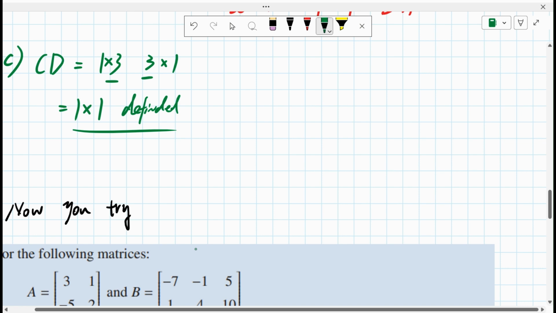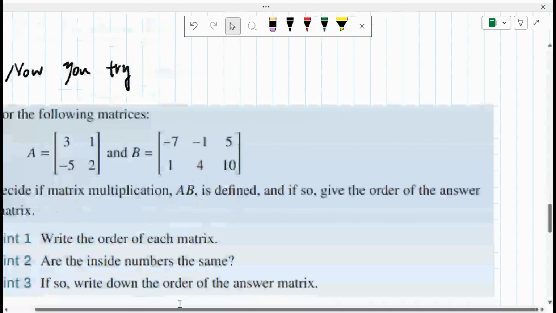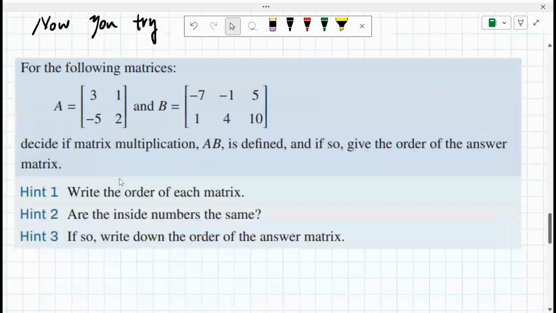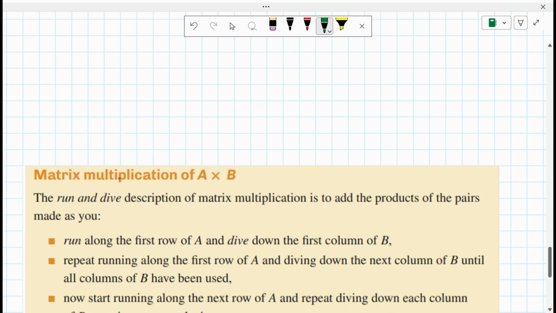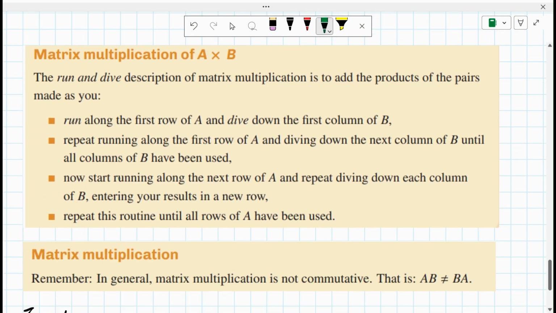Now I want you to try to define this one, let me know what the order is, and answer the questions, please. Perfect. Now let's start with multiplications.